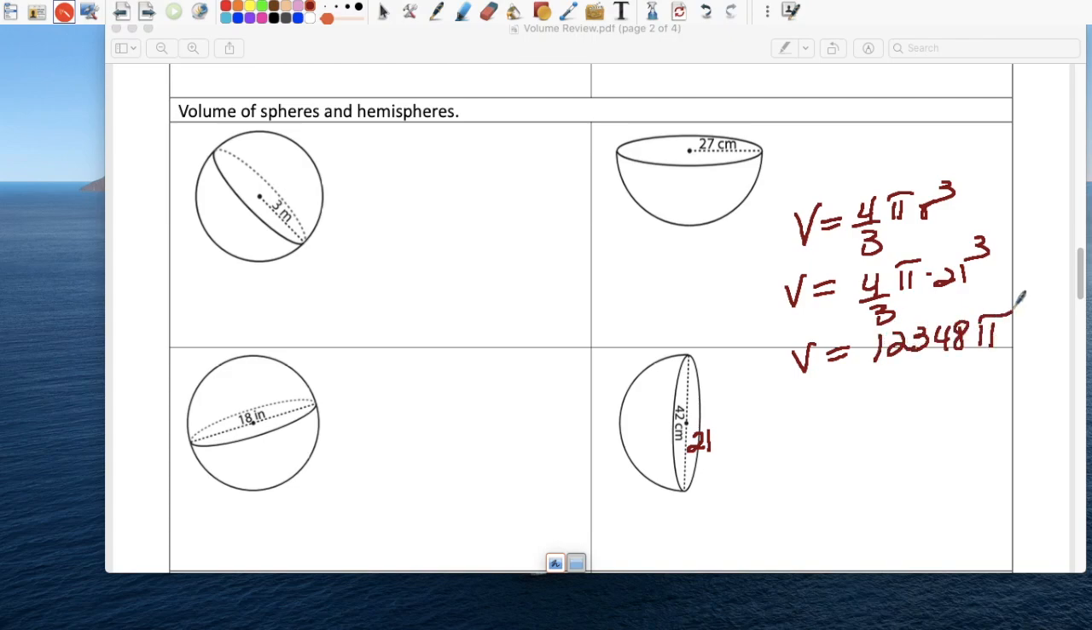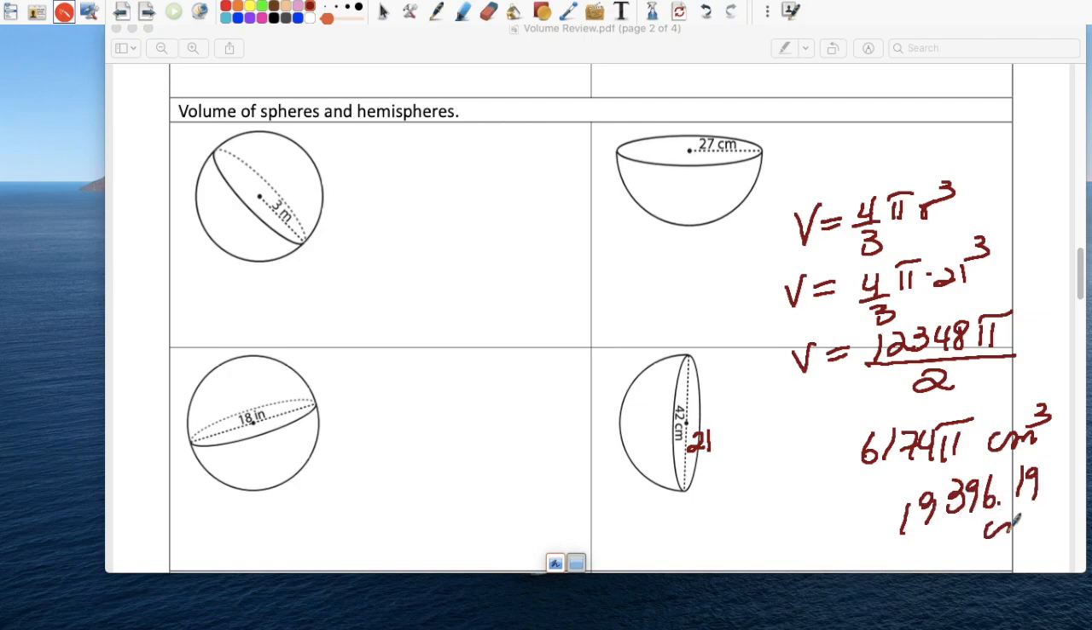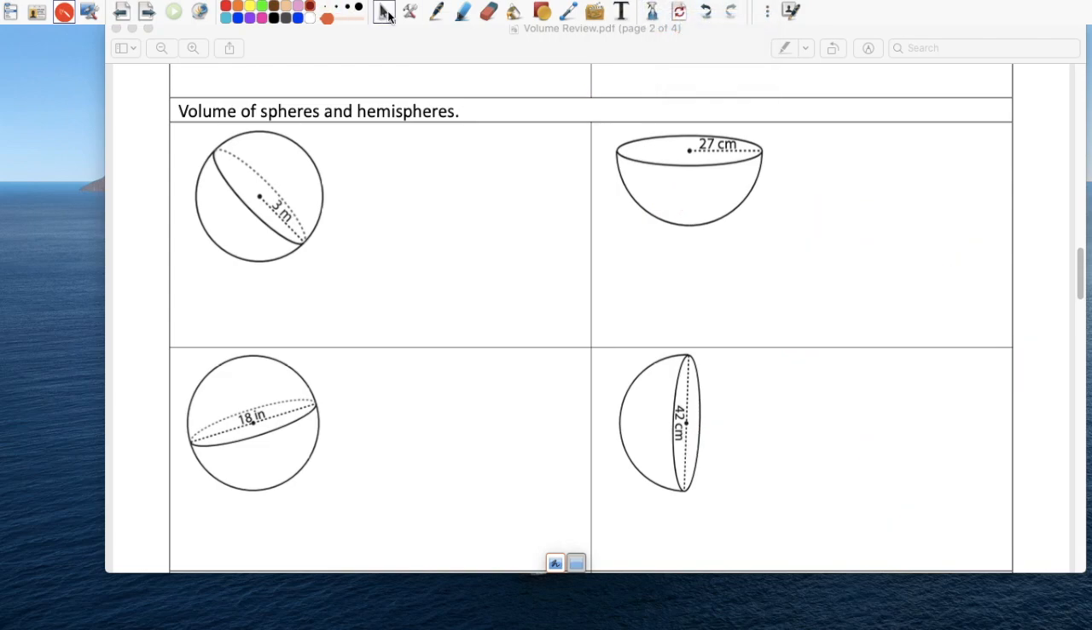12,348 pi. Okay, and then over 2, right? So if I divide that by 2 and you leave it in terms of pi, your answer is 6,174 pi. So if it's in terms of pi, that's the answer. And if they want the actual value, multiply those out, so times pi, and you're going to get 19,396.13 centimeters cubed.